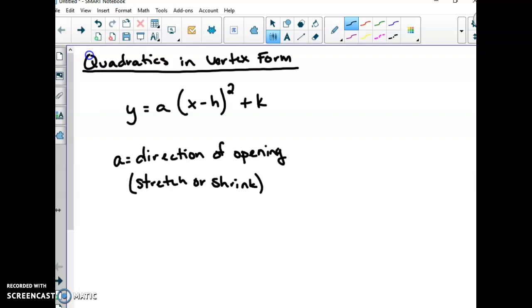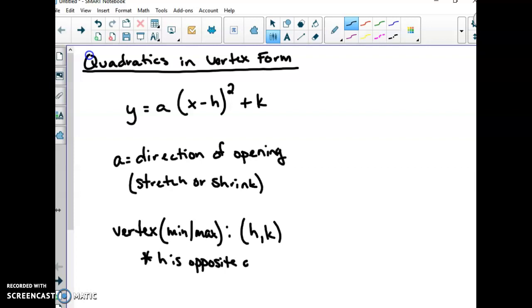Now, looking at the h and the k, if we were dealing with our transformations, we know that the h is opposite of what we see, and that's going to tell us our left and right. The k stays where it's at, and that's going to determine our up and down. Our vertex, which determines our min or our max, is located at h comma k. So you might want to make a little note that h is opposite of what you see, just as a refresher. Now, we're just going to talk through a little bit of this and look at the graphs and what information we can pull from our graphs.